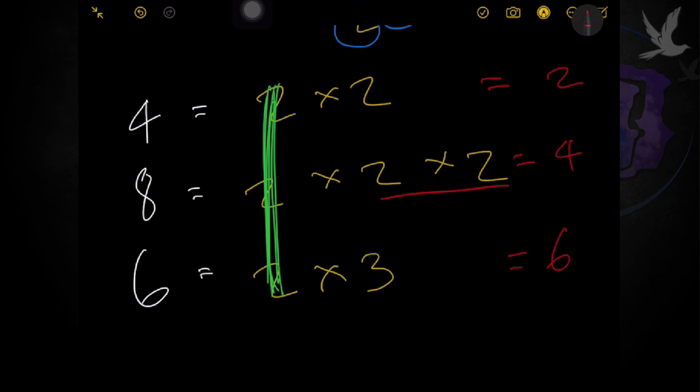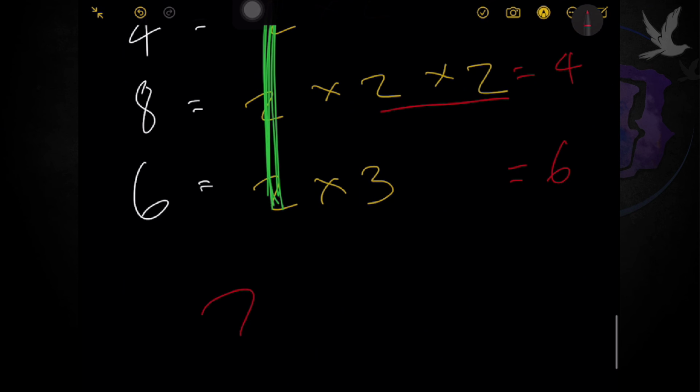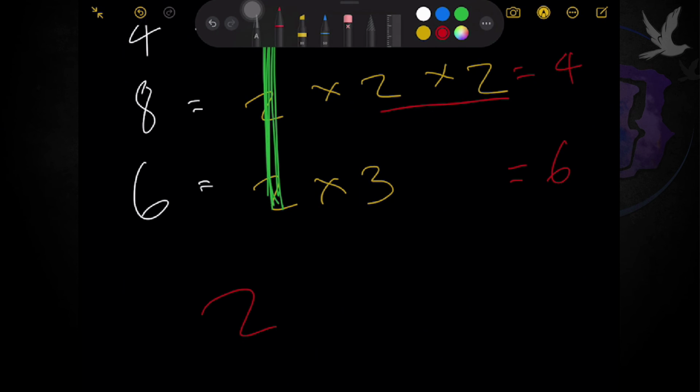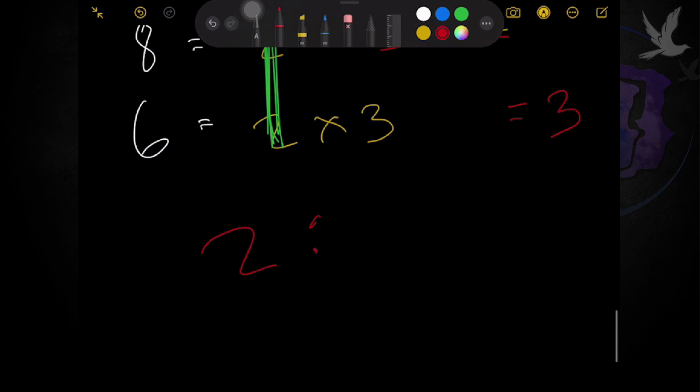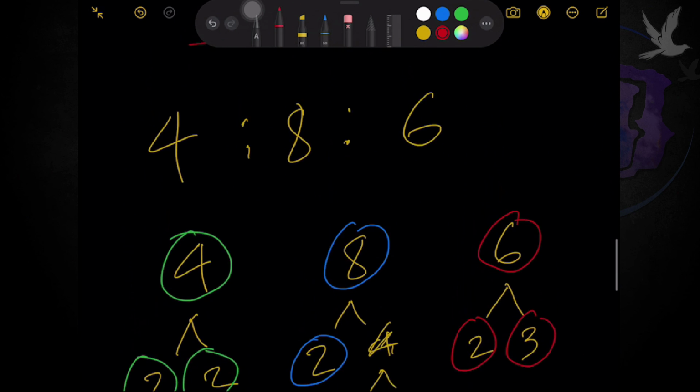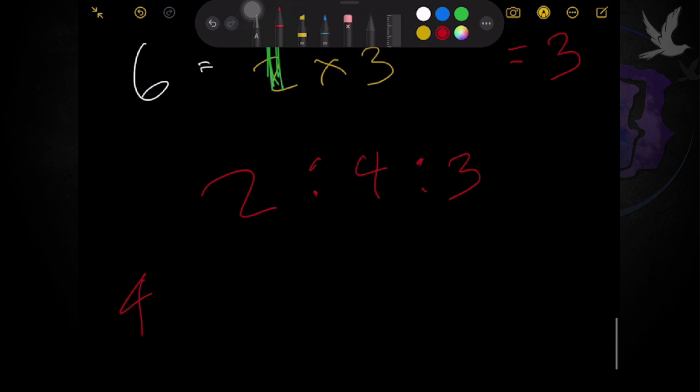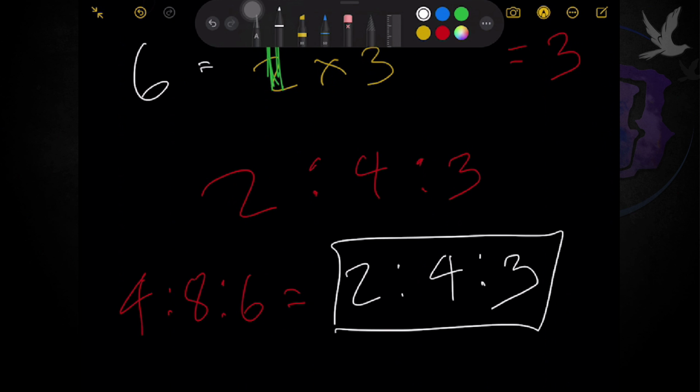So all you have to do now is to express it in ratio form. So that's 2. Oops, sorry, 3. Okay. So that's 2:4:3. Which means 4:8:6. The simplest form is 2:4:3. That's it.